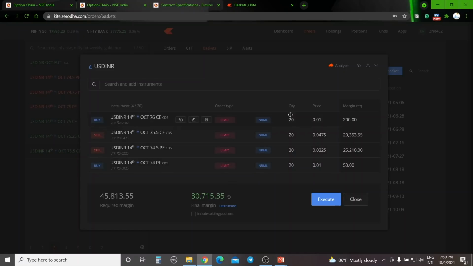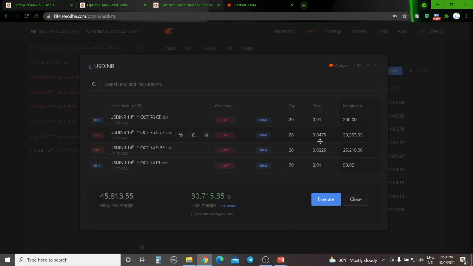Okay, so this is an iron condor setup. Many people do the iron condor also. This is a risk defined setup. Here your maximum loss is already defined. What is your maximum loss? Your strike difference multiplied by your contract multiplied by your lot size, minus your premium received. That is your risk, and that risk is less here.